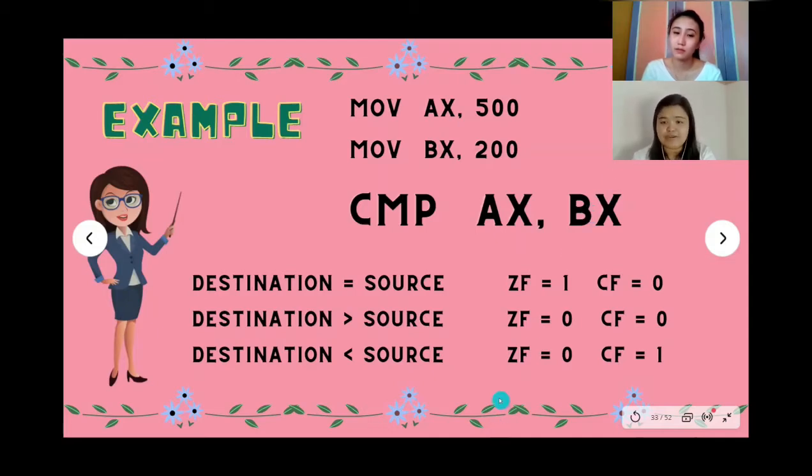So we will just compare it. It's obvious that 500, the AX, is greater than BX. So we can see here the destination is greater than the source. And its zero flag is 0 and carry flag is 0. So if you put this in the program, and when you emulate it, you will see at the bottom a flag label. When you click it, the flags will appear along with the values, like zero flag and carry flag. So next.